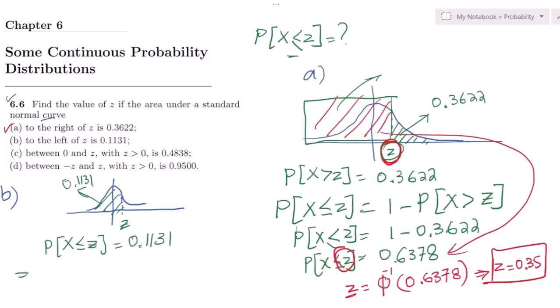0.1131 corresponds to that. In order to find the value of z, we have to find the inverse of 0.1131. So how do we find the inverse of it?